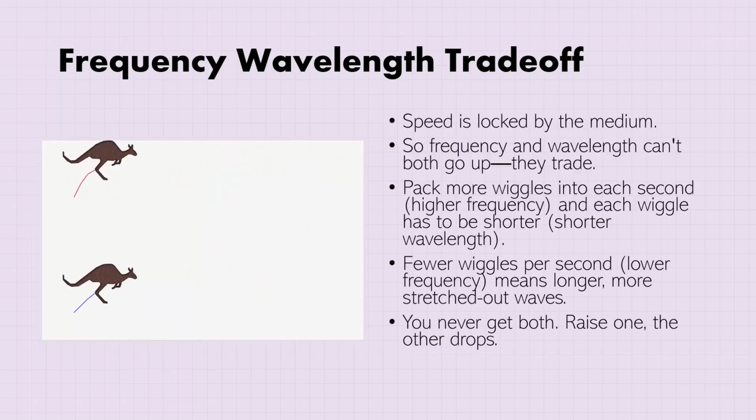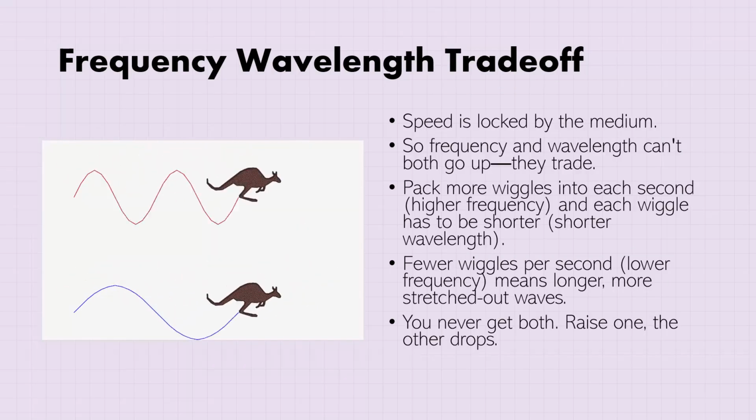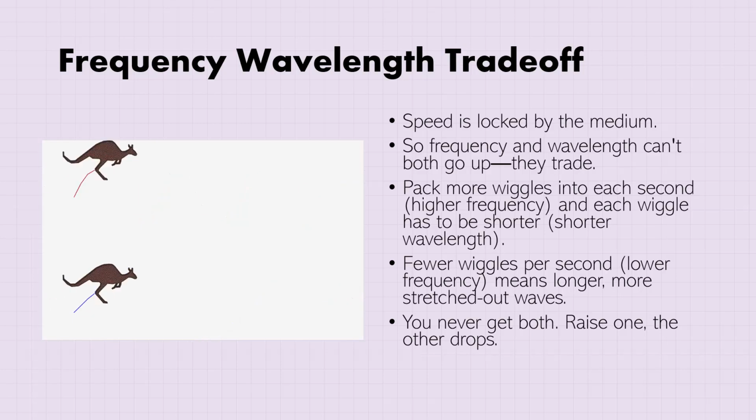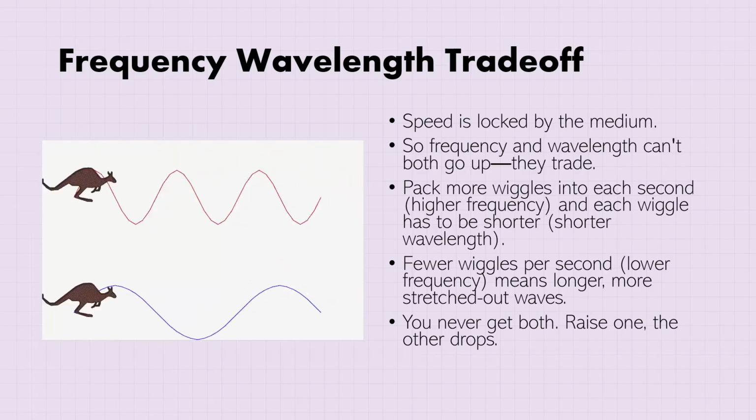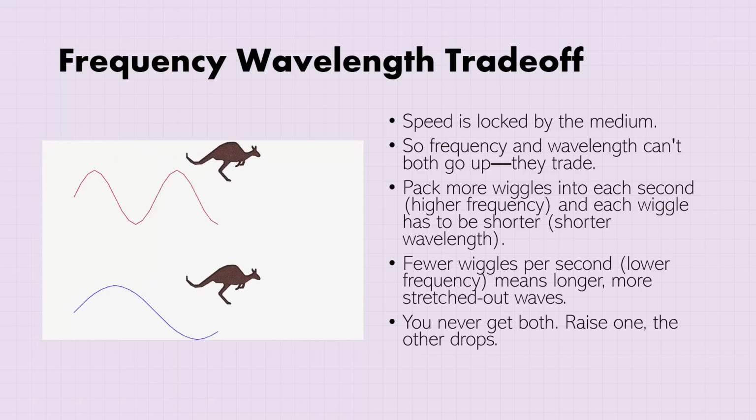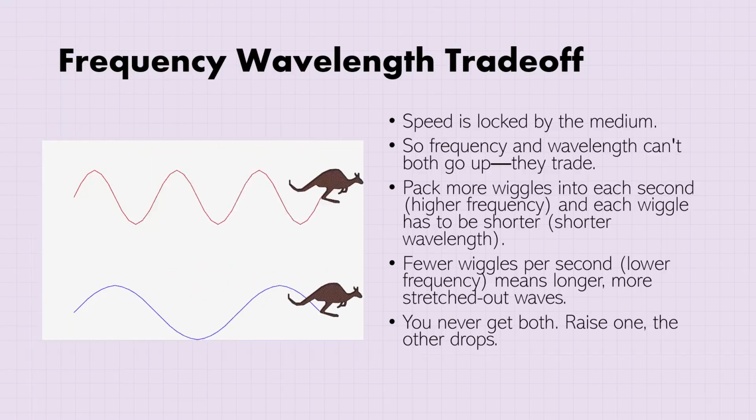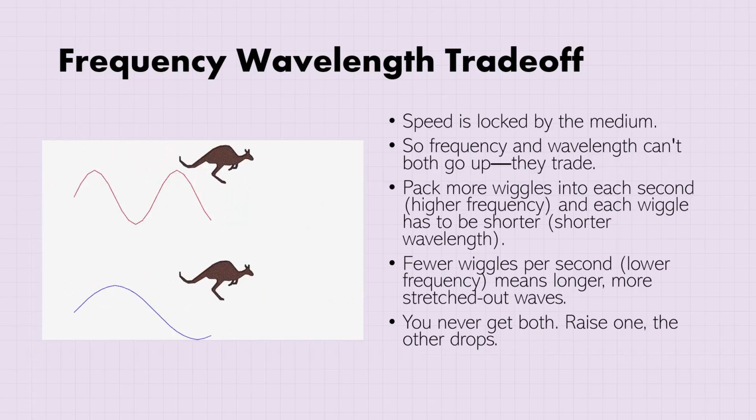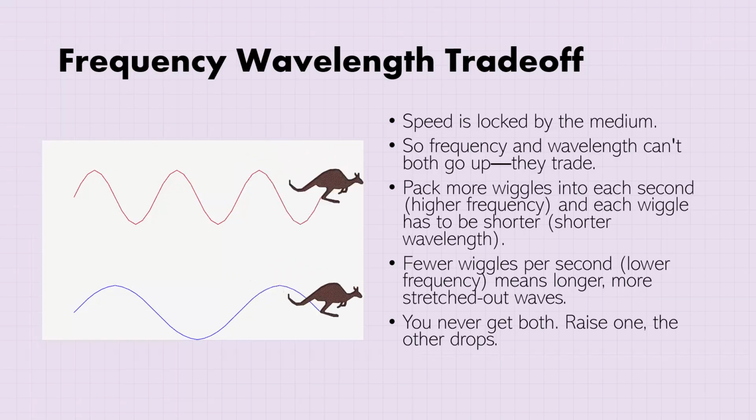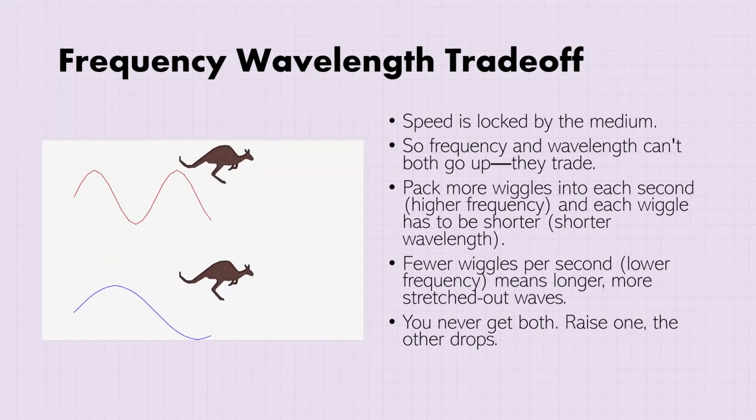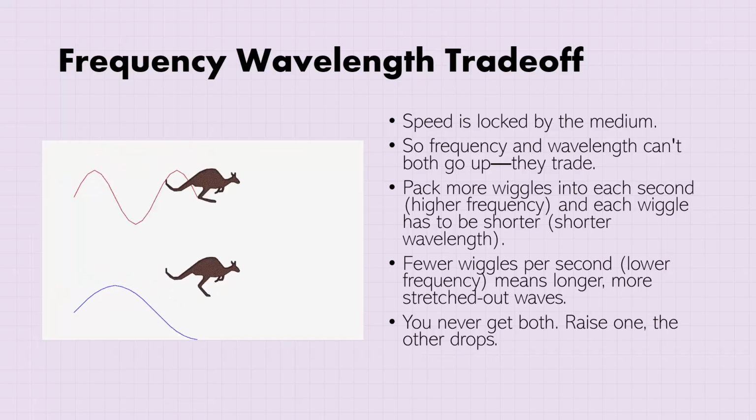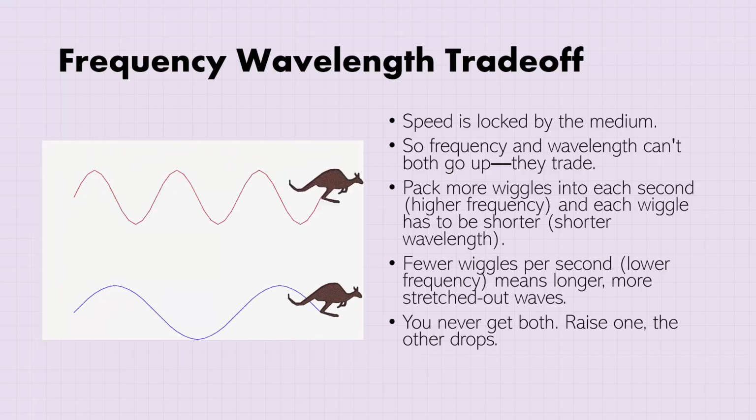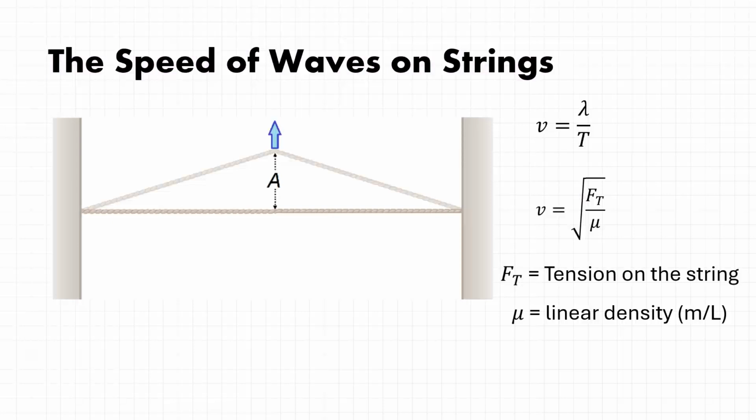So, frequency and wavelength trade off, right? The speed is determined by the medium, so frequency and wavelength can't both go up. They trade. If we pack more wiggles into each second, we get a higher frequency, and each wiggle has to be shorter. So our little kangaroo on the top. If we have fewer wiggles per second, or a lower frequency, that means we have longer stretched out waves. We never get both. If we raise one, the other one is going to drop.